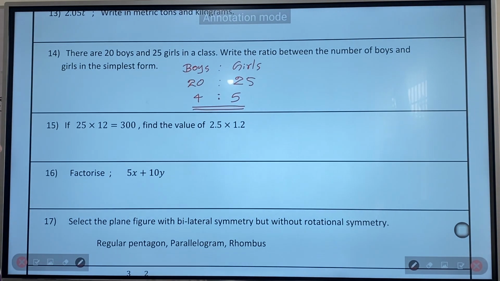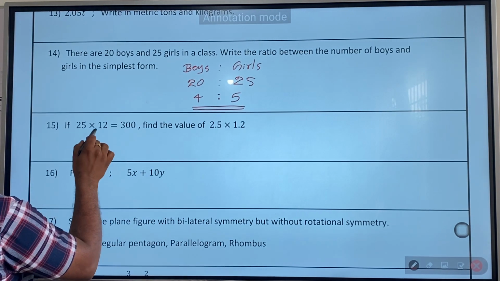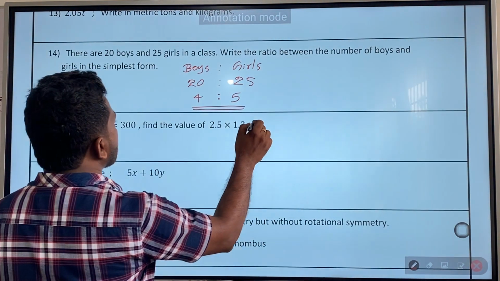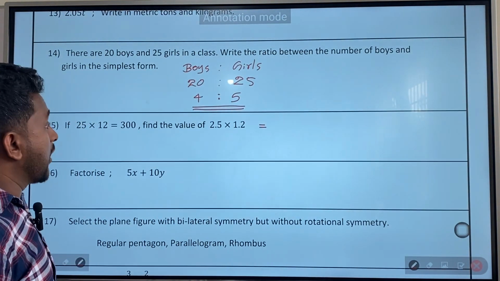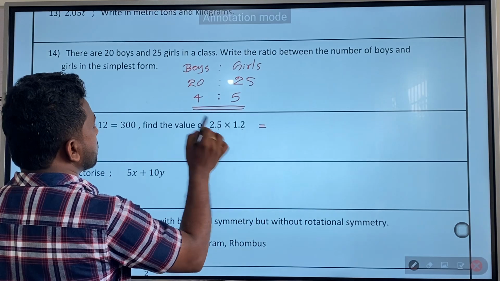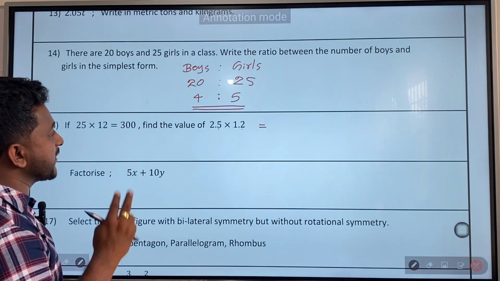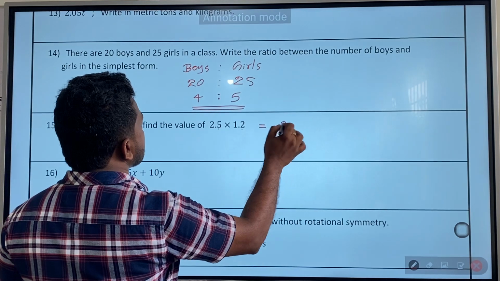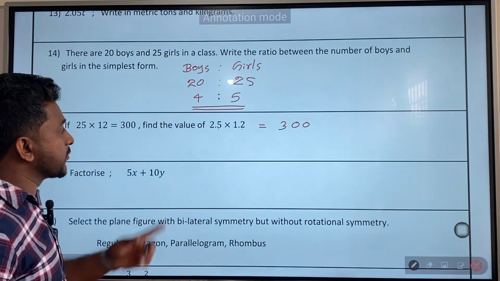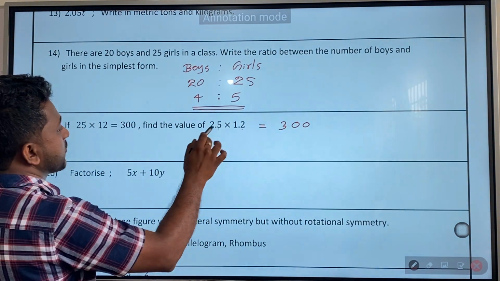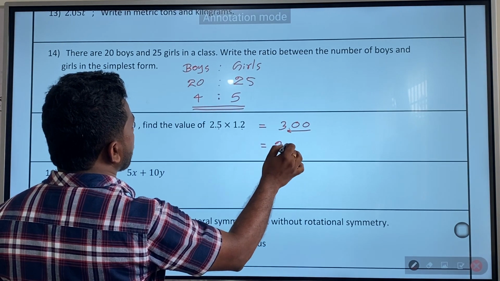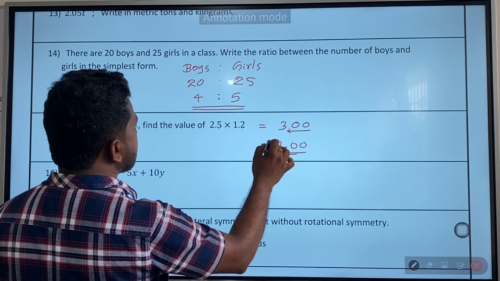Okay, look at question number 15. If 25 into 12 equals 300, find the value of 2.5 into 1.2. So, how to write the answer for that? How many decimal places does it have? It has 2 decimal places. 1, 2. So, we have to allocate 2 decimal places for the answer also. When we multiply without considering the decimal point, 25 into 12 is 300. So we have to allocate 2 decimal places. So, the answer is 3.00. You can write it as answer only 3.